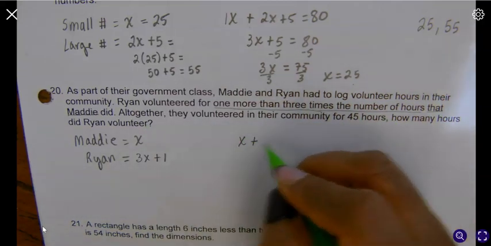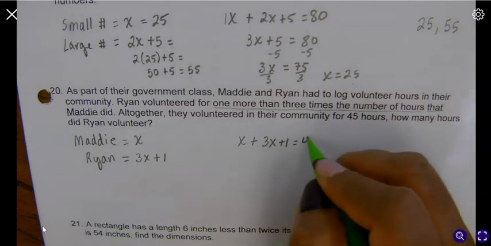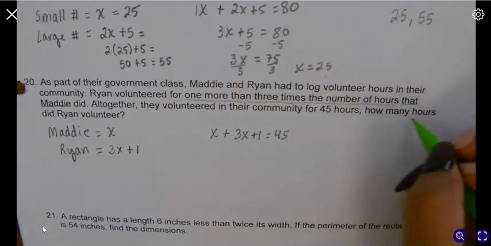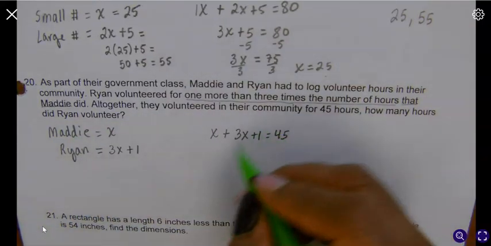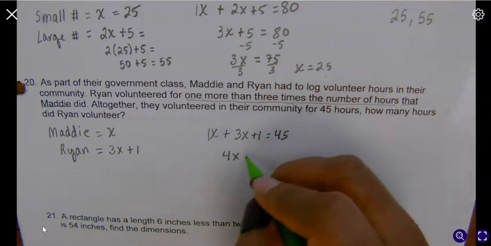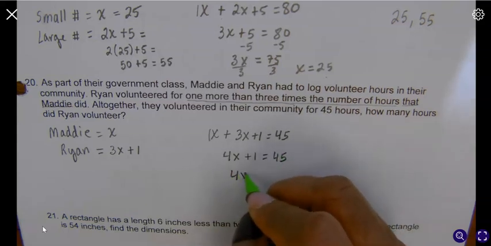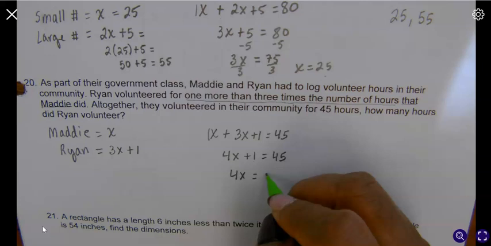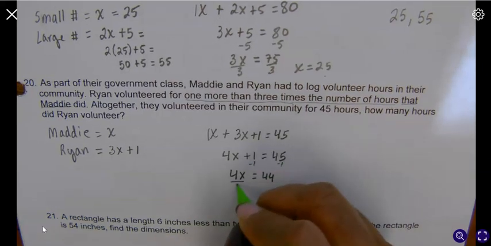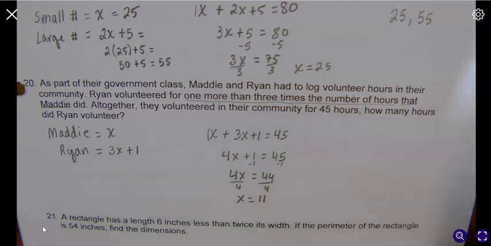So x plus 3x plus 1 is equal to 45. And so let's see, how many hours did Ryan volunteer? Let's check. So that's 4x, so 1 plus 3 is 4. So that's 4x equals, subtract 1 on both sides, so that's 44. Divide by 4, divide by 4. 44 divided by 4 is 11.